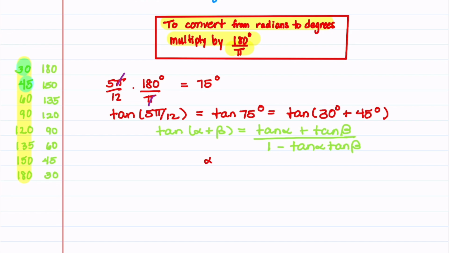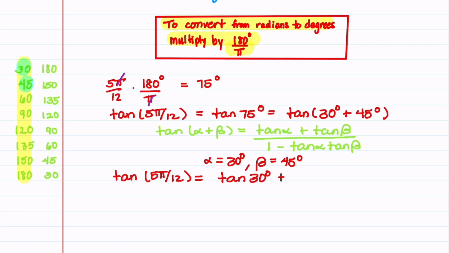And let's make a note that alpha is 30 degrees and beta is 45 degrees. This gives us tangent of 5 pi over 12 is equal to tangent alpha, which is 30 degrees, plus tangent beta, which is 45 degrees, all divided by 1 minus tangent 30 degrees times tangent 45 degrees.